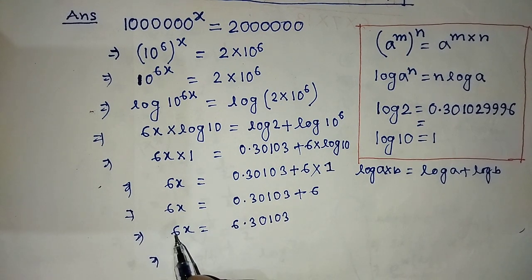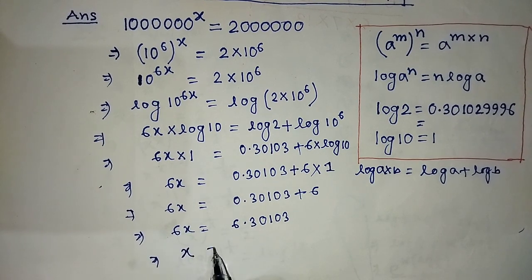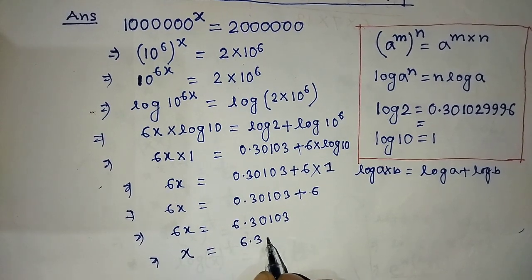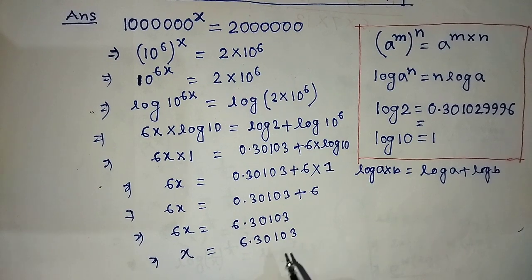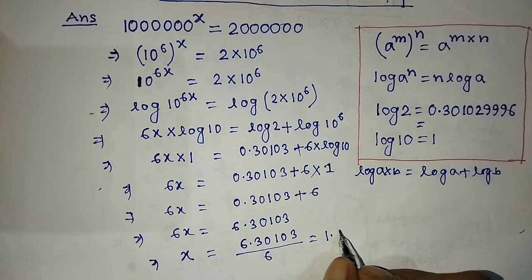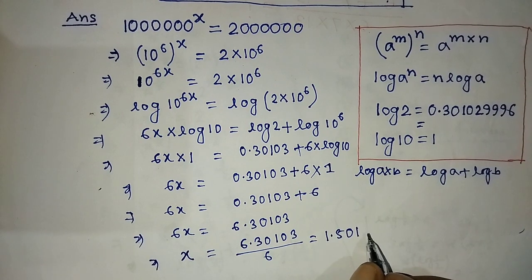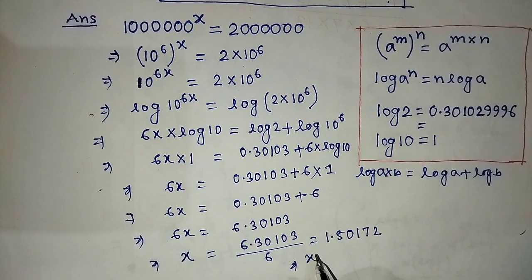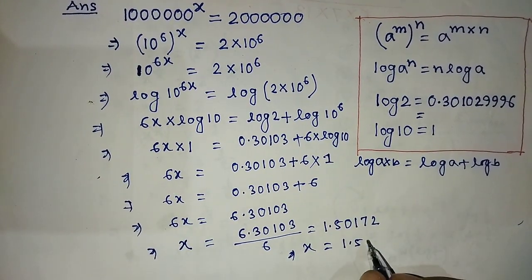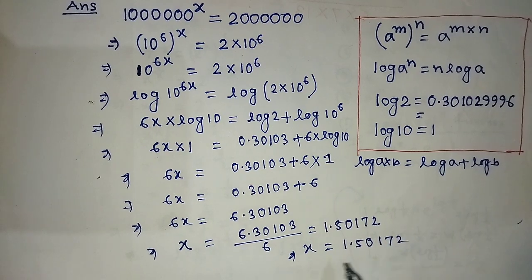Okay student, after that, to find the value of x from this equation, we have to transpose 6 from left side to right side. So on the left hand side you write x is equal to, and on the right hand side 6.30103 over 6. If you divide this decimal number by 6, then you get 1.50172. So my dear student, the value of x will be 1.50172. This is our final answer. So our answer is complete.